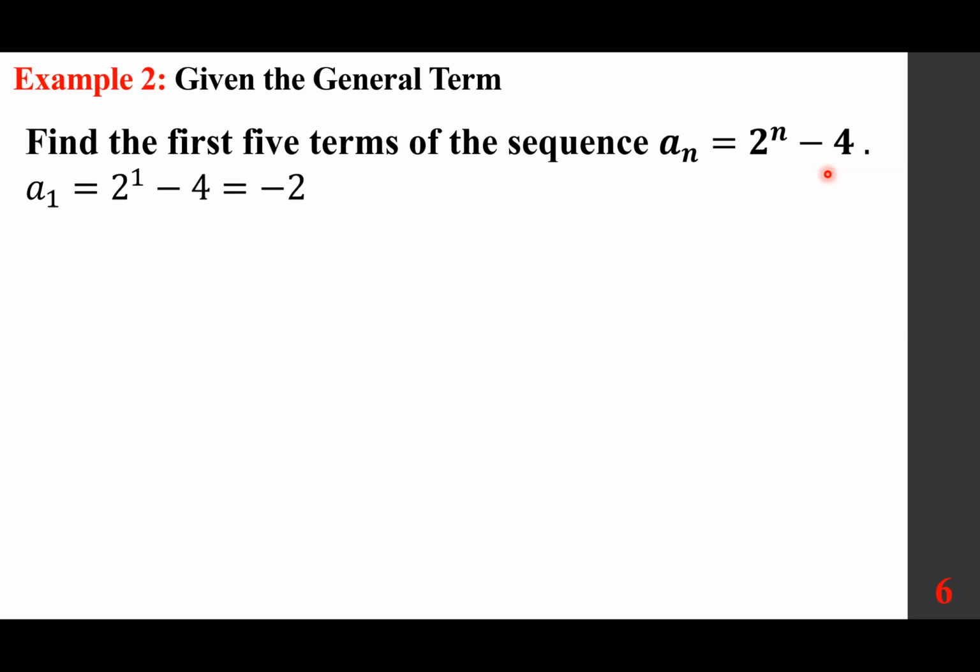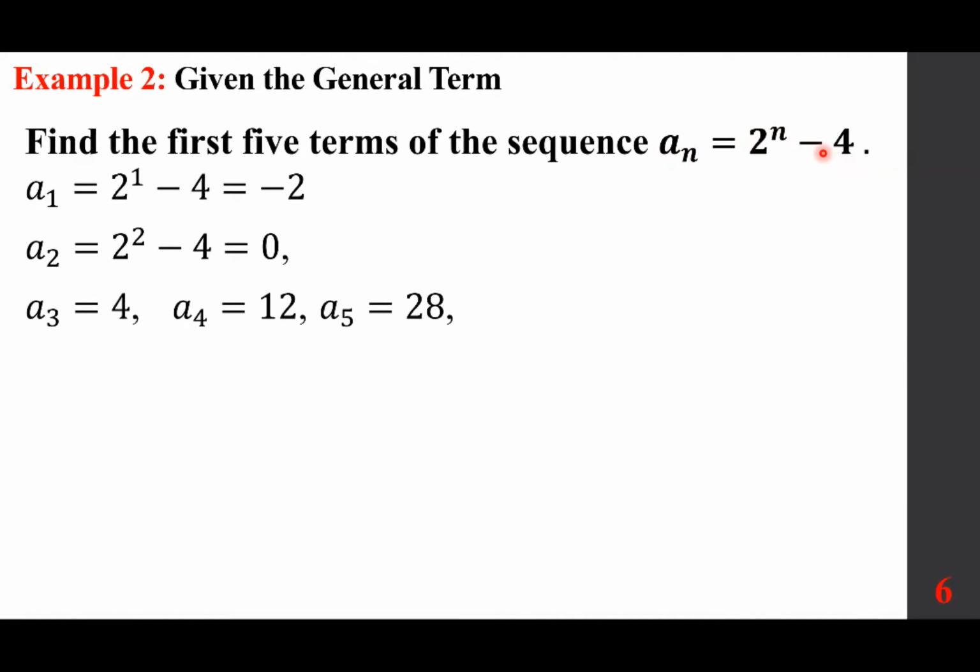What if I want the second one? So a sub 2 is 2 squared, which is 4, minus 4 makes it 0. If I want the third one, a sub 3 is 2 cubed, which is 8, minus 4 makes it 4, and we can easily see the rest. It is important to be able to show work for the first few, and then we can write the rest of it.